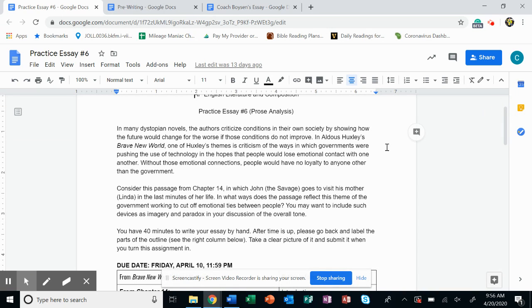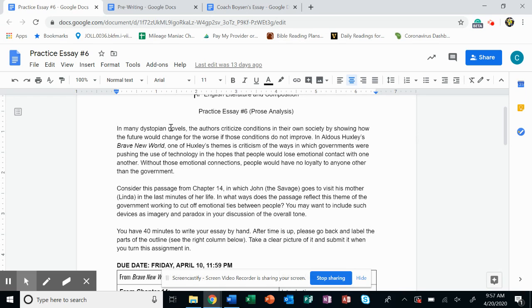So first, once again, we want to look at the prompt. The first paragraph is going to have some basic information about the book that the passage comes from. The second paragraph will focus you towards a thesis, and then the third paragraph, just very basic directions.